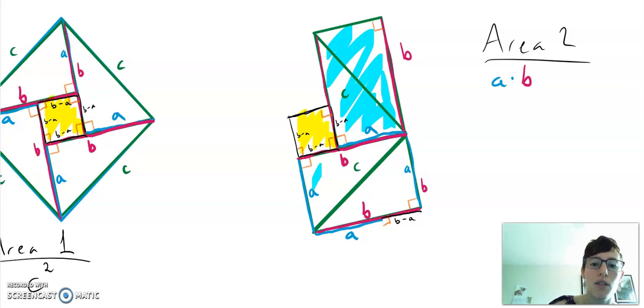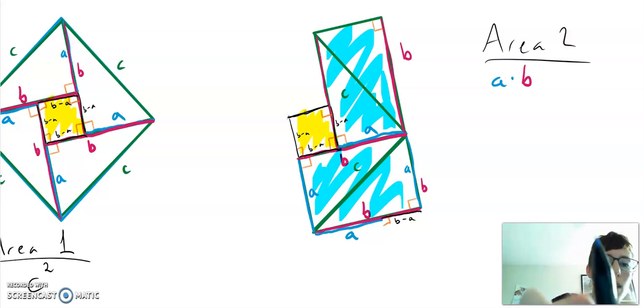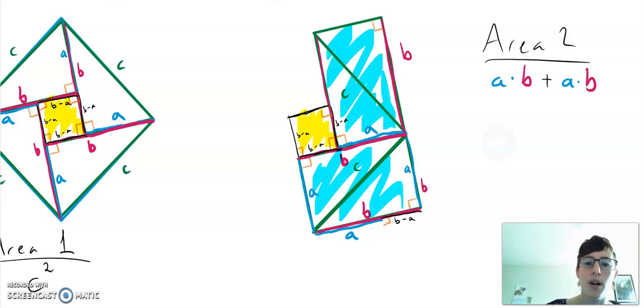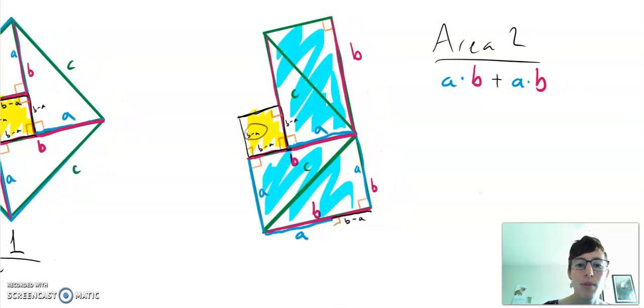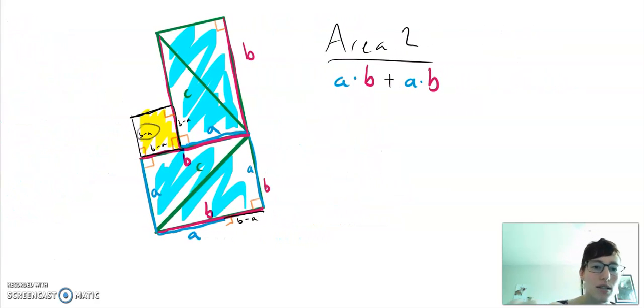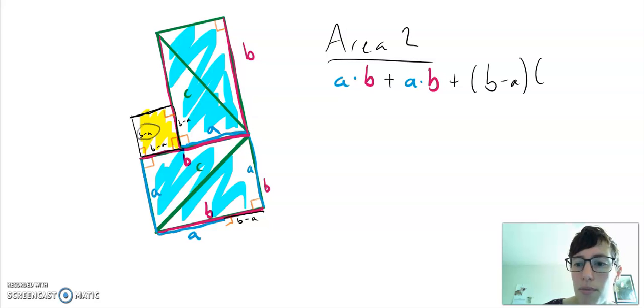Well, let's do it again for this one down here. Again, I'm seeing that the height is a, the length is b. That means we're going to have the same one. Let's add them together. So another a times b, and then the last part over here is the little square. We already found the side length of the square is b minus a, so this is going to be b minus a times b minus a, so let's put that in here, plus b minus a times b minus a.